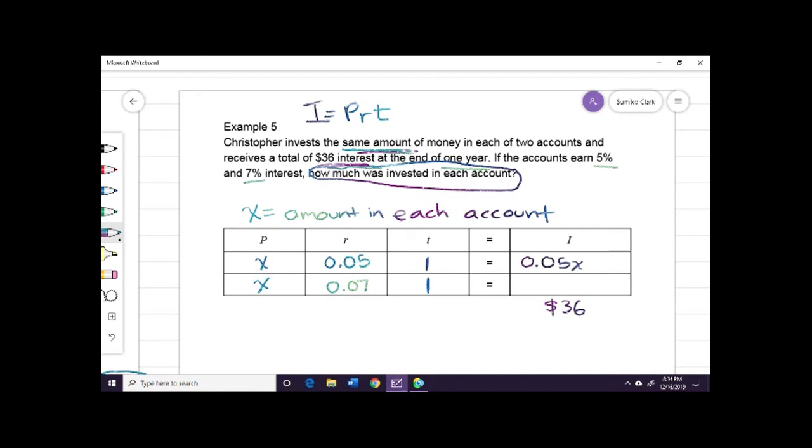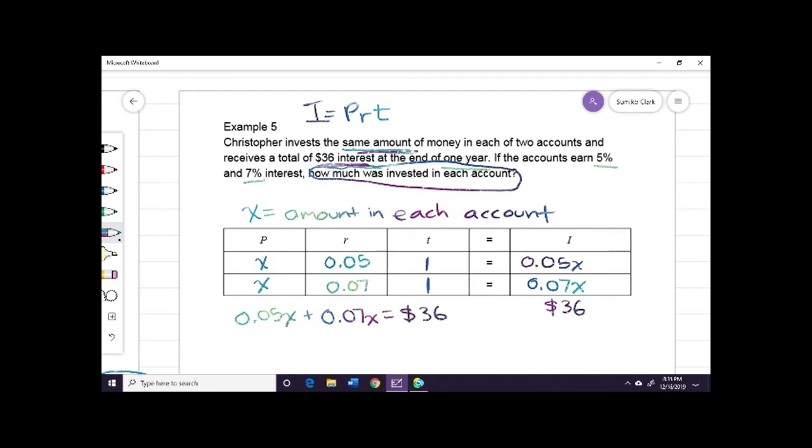0.05x is the amount of interest earned on the first account, and 0.07x would be the amount of interest earned on the second account. Okay, and we know that the total of those two together is $36. So now we can write an equation that has x in it and solve for x to find what our principal was. So we know that 0.05x is the amount of interest earned on the first account plus the amount earned on the second account, 0.07x. Together, those equal $36.